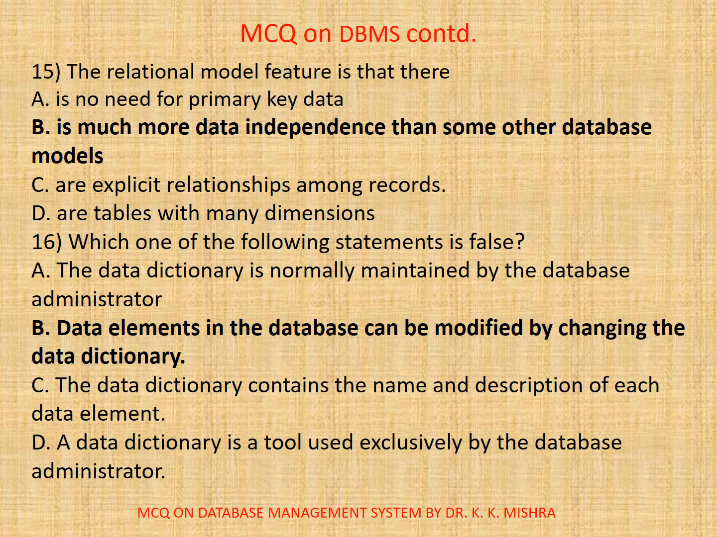Question number 15. The relational model feature is that there options are A. Is no need for primary key data, B. Is much more data independence than some other database models, C. Are explicit relationships among records, D. Are tables with many dimensions. Correct option is B. Is much more data independence than some other database models.